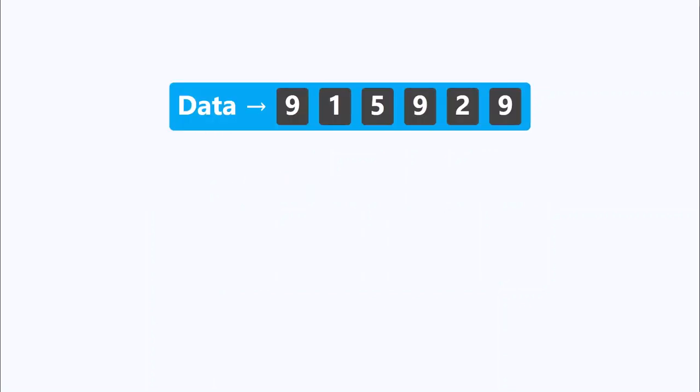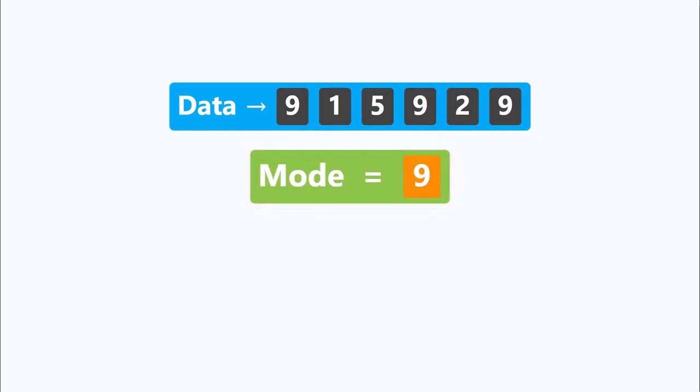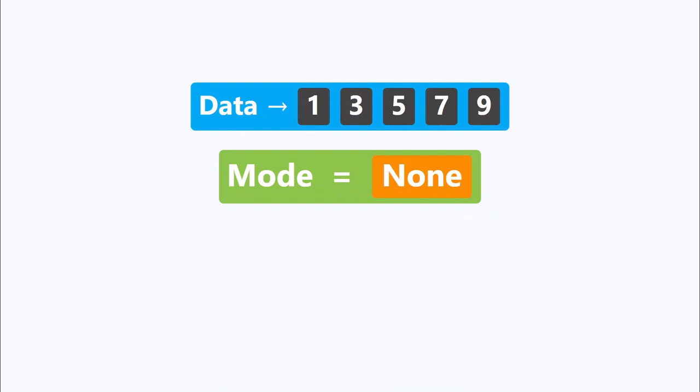Try finding the mode for this data set. Pause and find the most frequent number now. Here is the answer. Here's one more practice question. Be careful. Pause and find the mode. Here is the correct mode. Since every number appears only once, there is no mode.